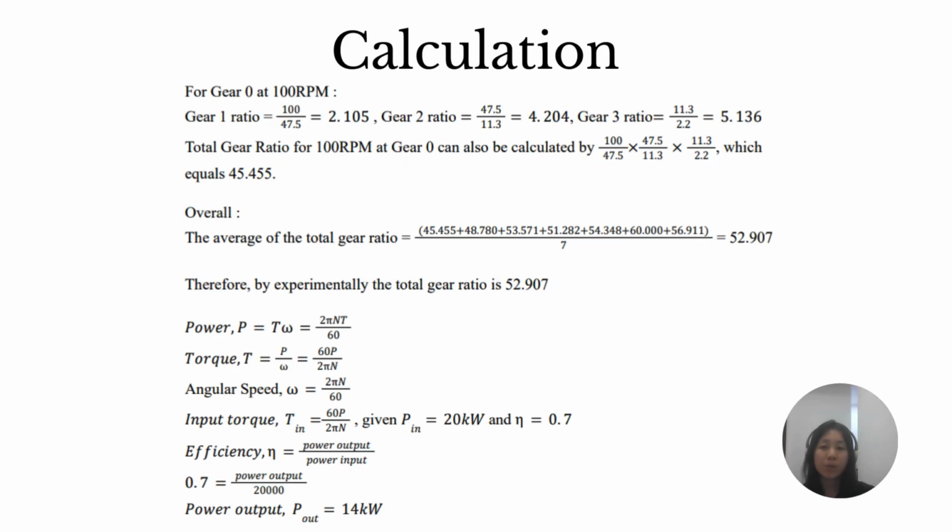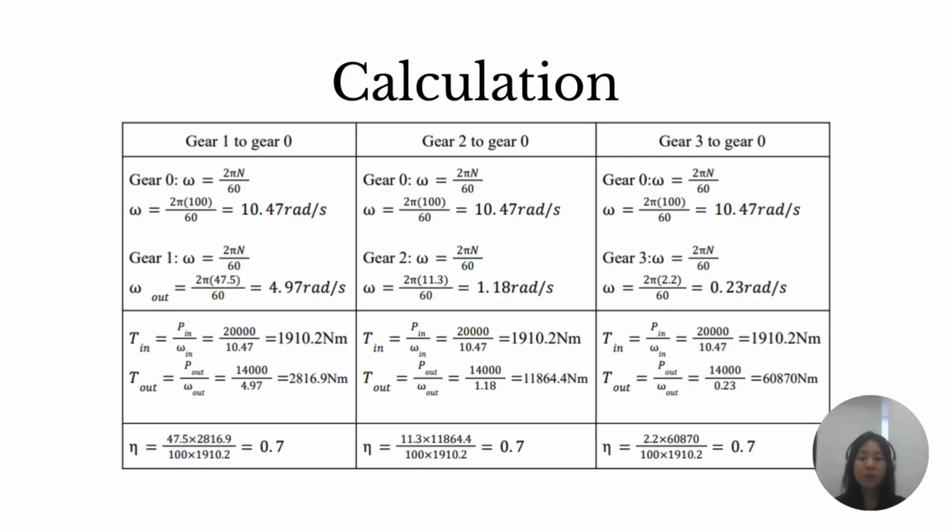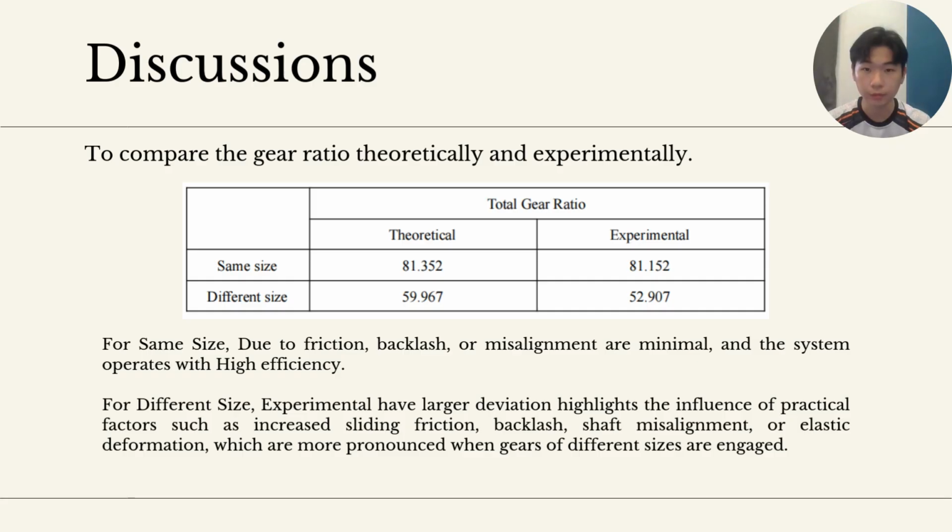After getting each total gear ratio for different motor speeds, we calculate the average total gear ratio for 7 speeds, which is 100 RPM until 700 RPM. Then we calculate the output power by using efficiency and the input power also. We calculate again the angular velocity, from gear 1 to gear 0, gear 2 to gear 0, and gear 3 to gear 0. Calculate again the torque by using the angular velocity just now. And lastly, calculate the efficiency also. Next, we will continue with the discussion.